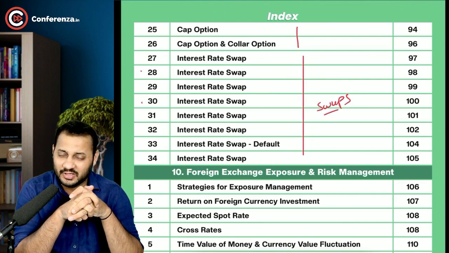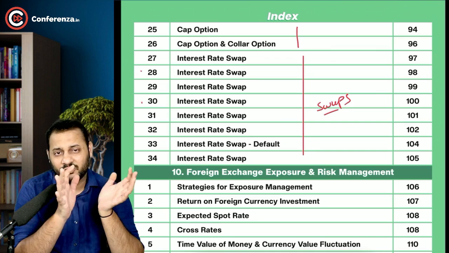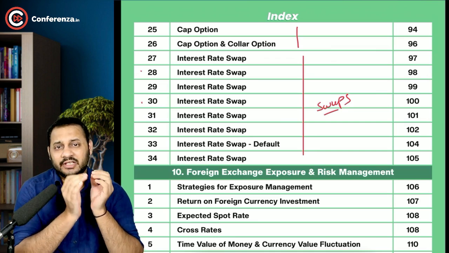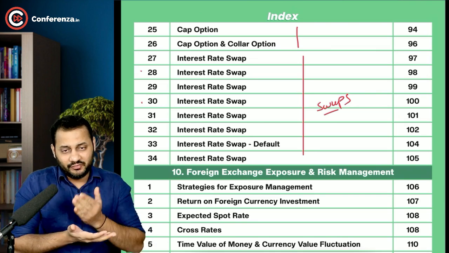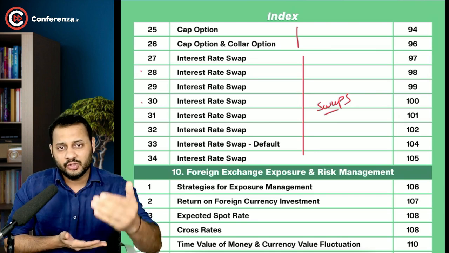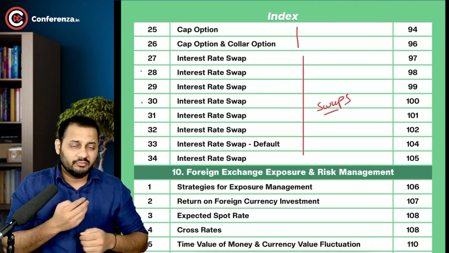Interest rate swaps is the last topic of our chapter. The meaning of swap is very simple. In easy language, it means exchanging something with what we have. If I have something, I'm going to give it to you, and you have that thing, you are going to give it to me. So what will be the procedure?